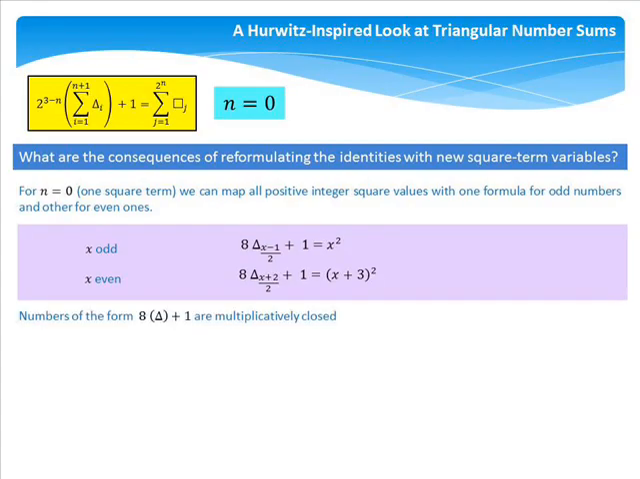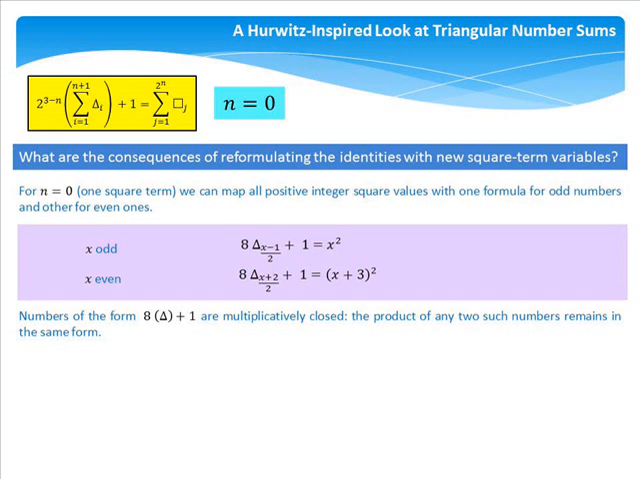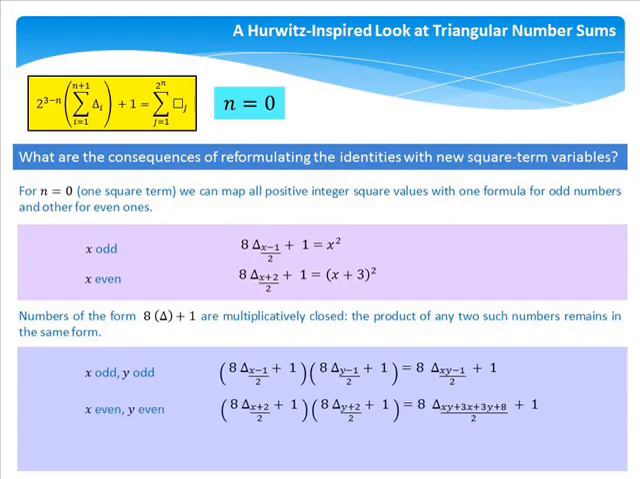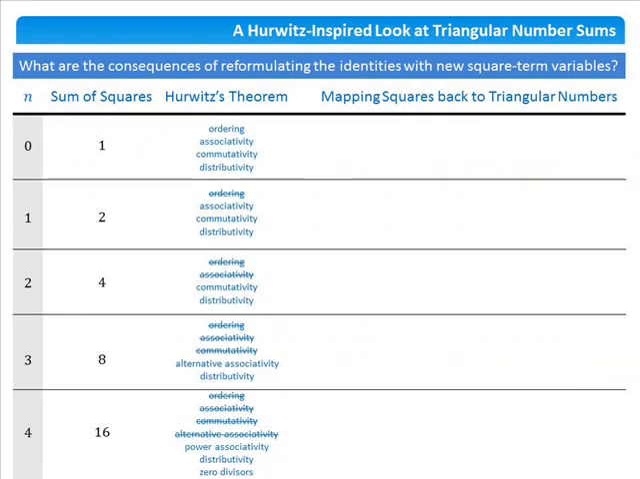Numbers of the form a times the triangular number plus 1 are multiplicatively closed. The product of any two such numbers remains in the same form. This holds for all cases, both odd, both even, and one odd with the other even. When mapping one square back to triangular numbers, n+1 variables are required, allowing a full mapping of integers. As we showed, the form 8 times a triangular number plus 1 is multiplicatively closed. Also, the left-hand side equals the right-hand side.